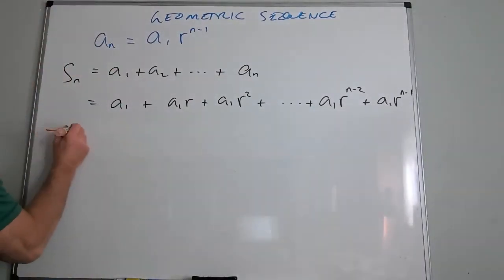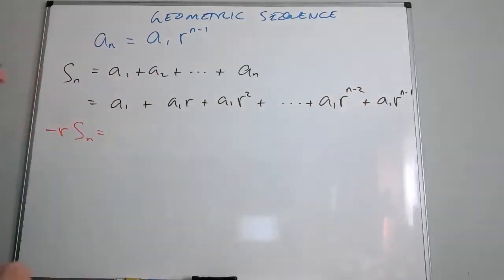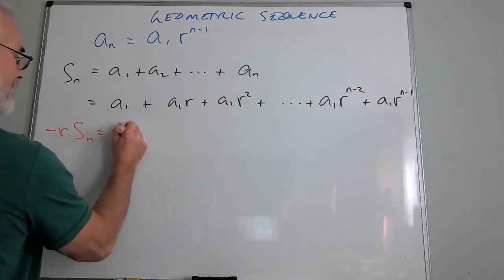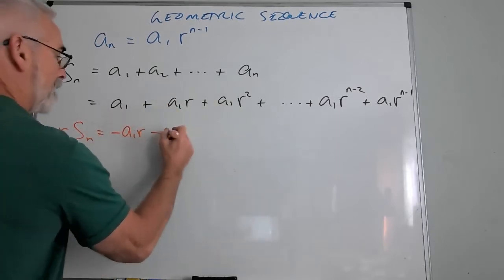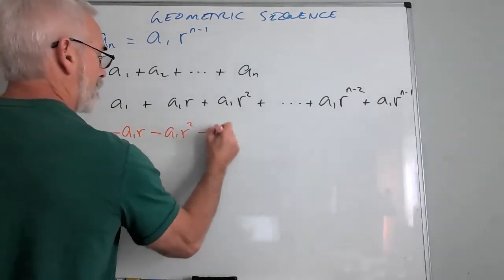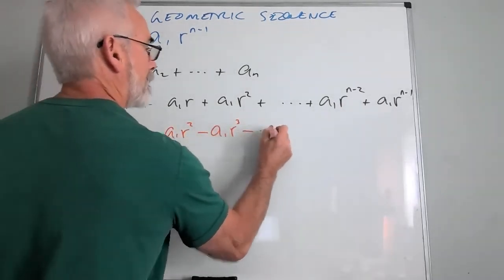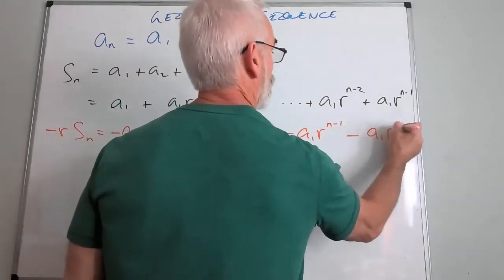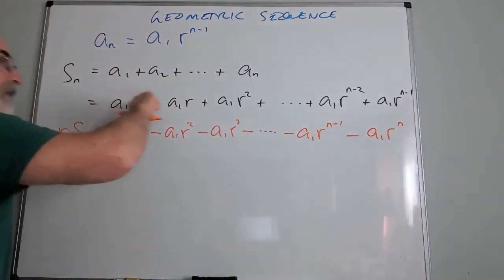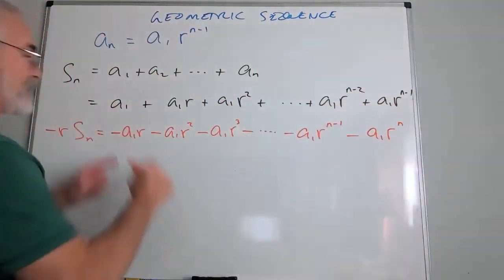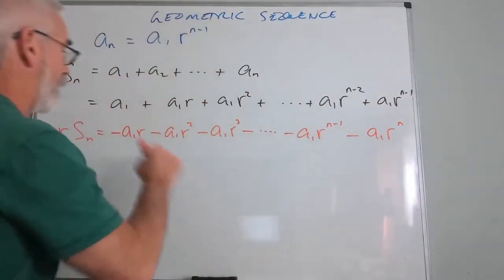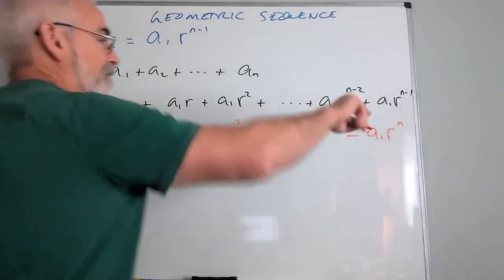What is negative r times Sn? This is Sn. What is negative r times this? Well, multiply every term by negative r. So that'd be negative a1r, negative a1r squared, negative a1r cubed, negative a1r to the n minus 1, negative a1r to the n. I just took every one of these terms and multiplied it by r, so all the exponents are 1 greater.